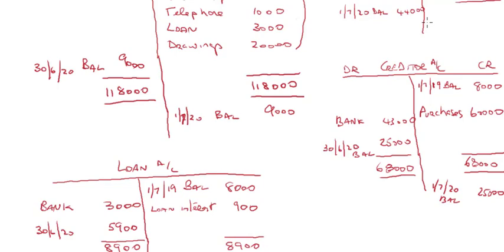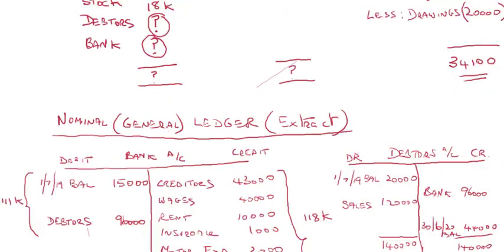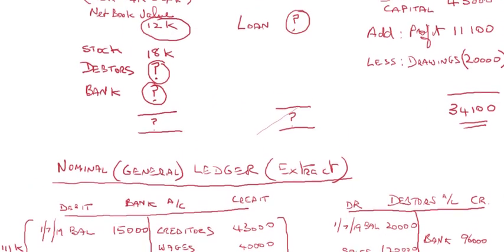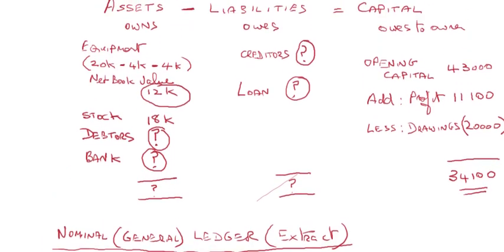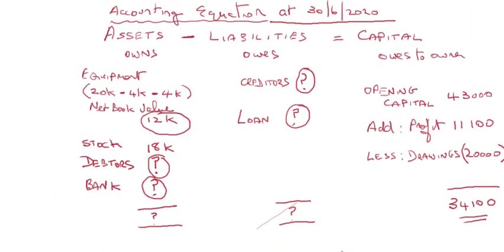Okay, so if we go back up to our equation, our accounting equation, we're now in a position to fill in the missing bits. Okay, so let's do that before we actually do the balance sheet, to make sure that the thing balances. Might be a good idea. Okay, so the debtors, we now know what the debtors are. I'll just rub these out here.